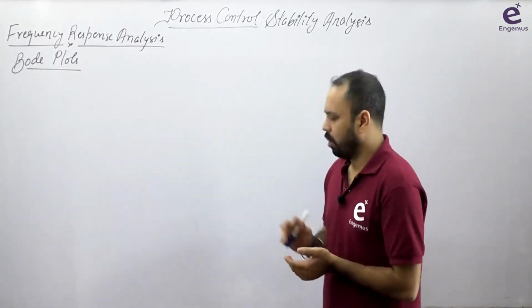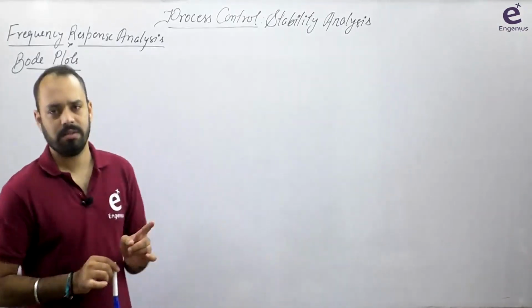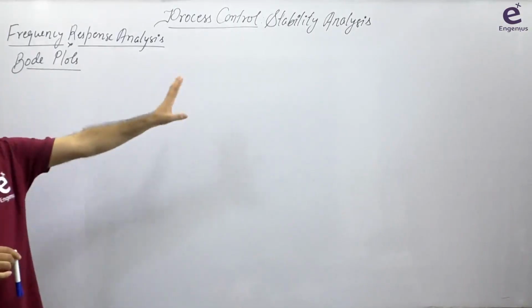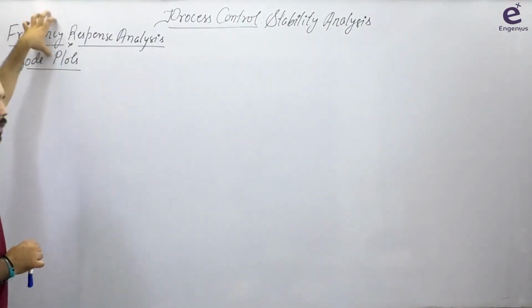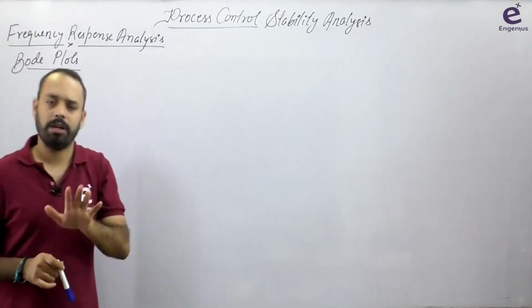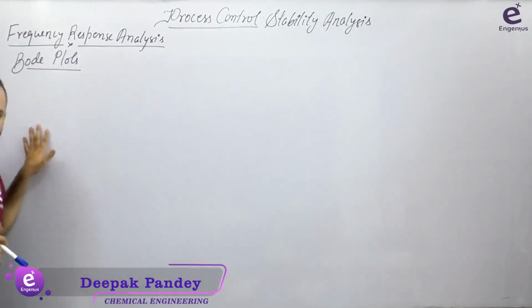Okay. Now we were doing the frequency response analysis. In the frequency response analysis, we were actually doing stability analysis. In this, I discussed AR and phi. Now you know what AR is, what phi is. Correct? Now there comes a very special topic which is called Bode plots.